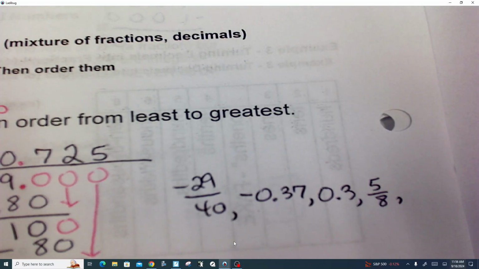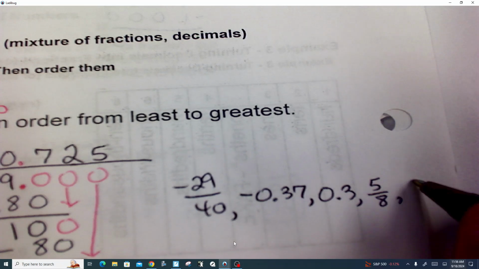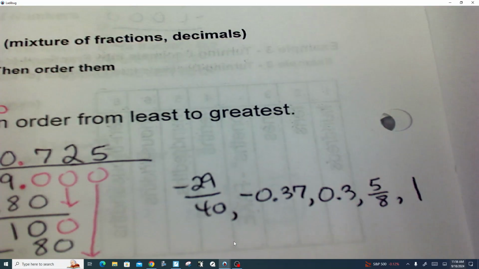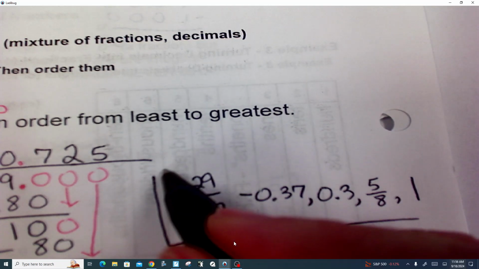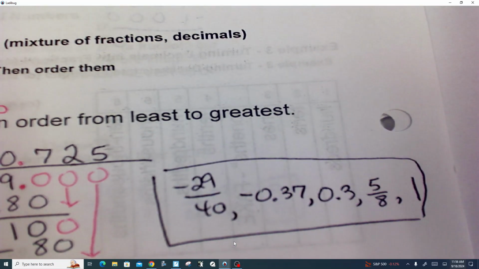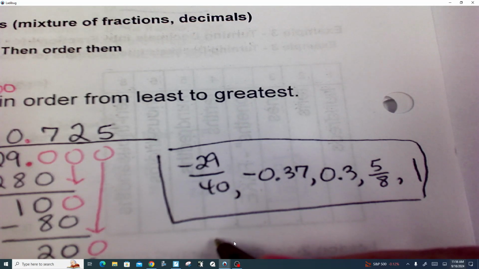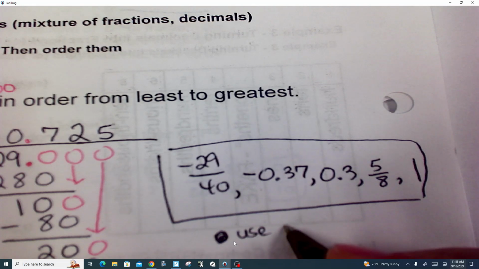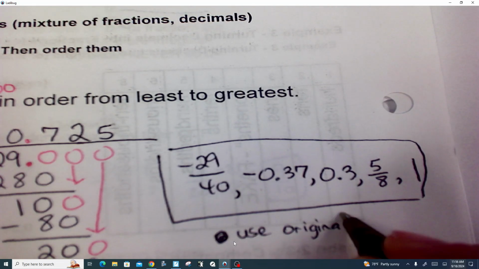And then I'm hoping that you all agree with me that 1 is the biggest number on here. And that is least to greatest. Make a little note here. Use the original number.